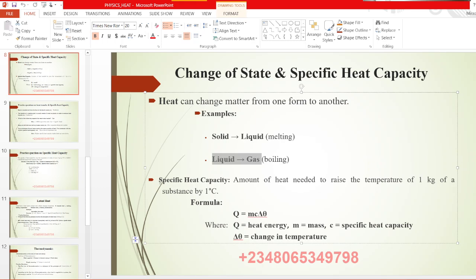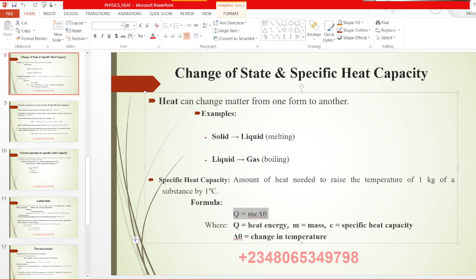So what then is specific heat capacity? Specific heat capacity, very common, is the amount of heat energy needed to raise the temperature of 1 kg of a substance by 1 degree Celsius. Please remember, you raise 1 kg of any matter by 1 degree Celsius, and it has a formula. The formula is written here.